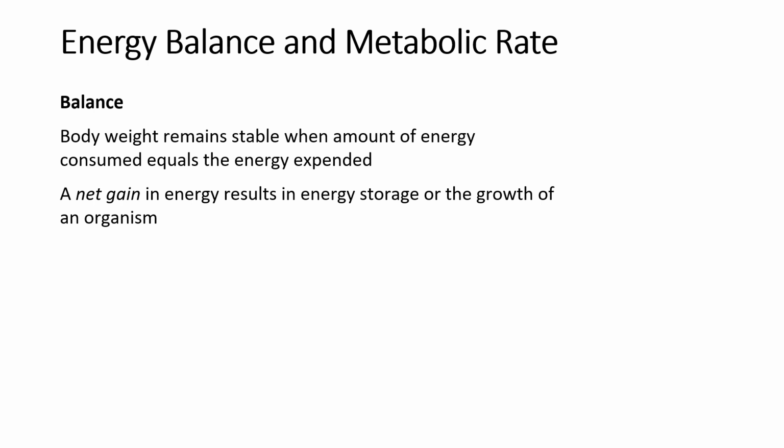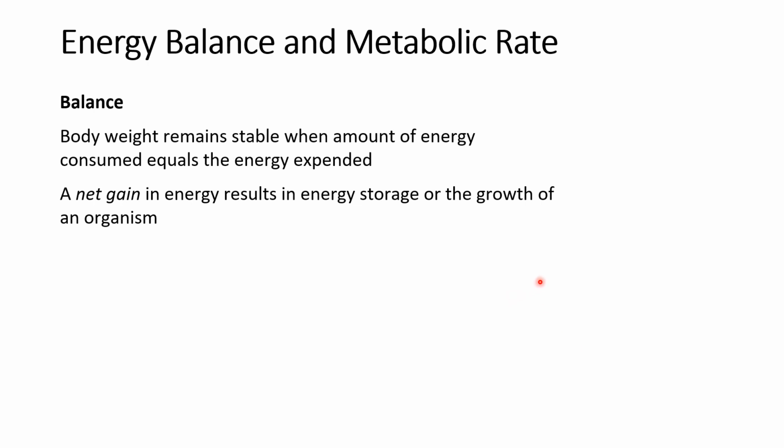So a net gain in energy results in energy storage or the growth of an organism. So when you're young, you consume a lot of calories. A lot of you are still growing teenagers, and so you probably notice that you can eat, especially athletes can eat very large meals and not have to worry so much about weight gain. Why is that? Because your basal metabolic rate is very high. You're burning calories just sitting there listening to this lecture at a higher rate than, say, somebody older. And you're also going out and exercising a lot, whether it's through training or playing a game, whatever it might be, you're burning lots of calories. And so your body is demanding lots of calories. And usually you have a balance and you don't gain weight, right?